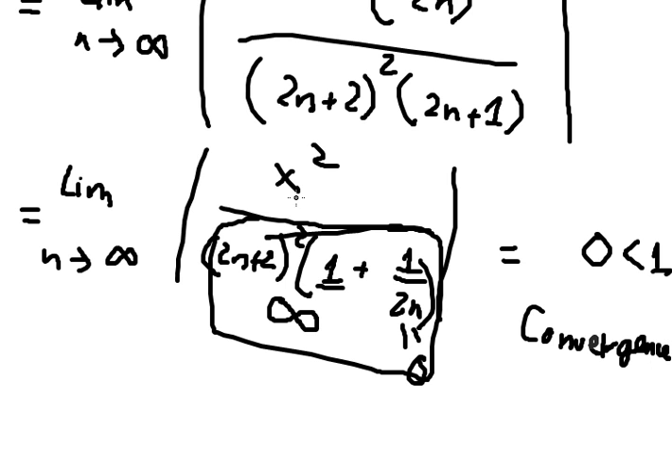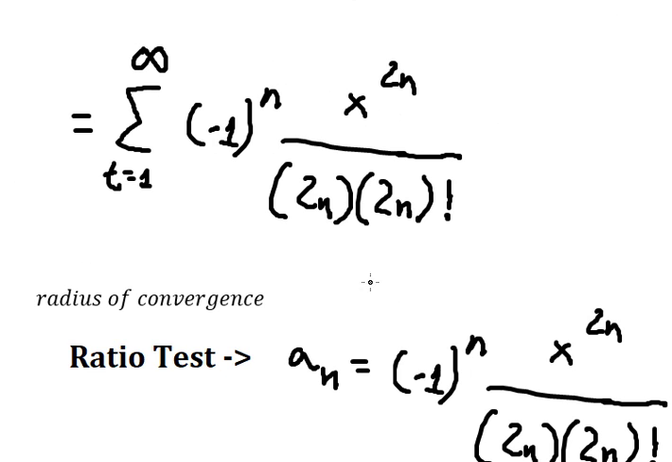So that means s in here can be any number. So the radius of convergence is infinity. This is the end.